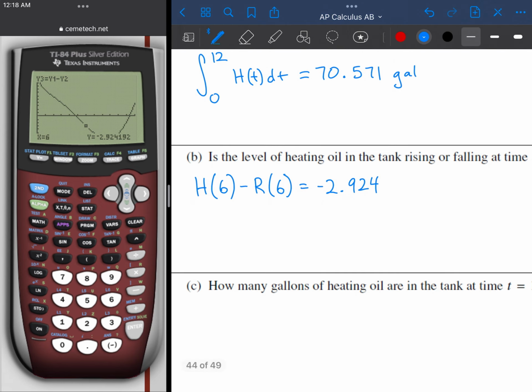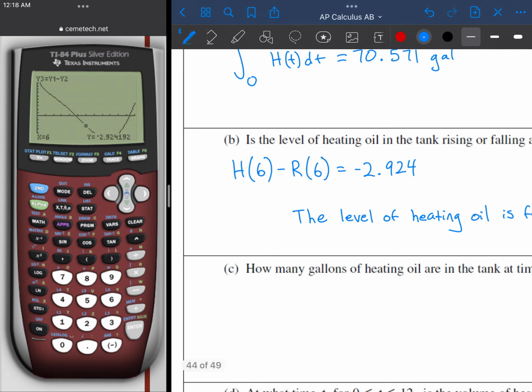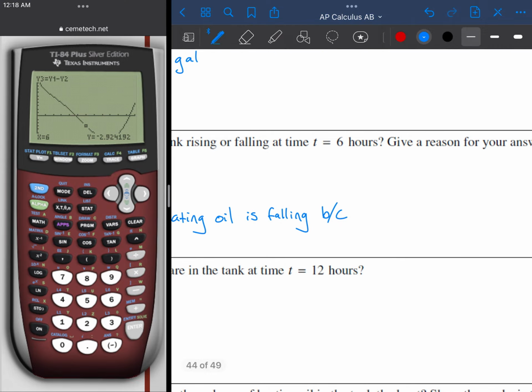So we can now finally answer our question, which is the level of heating oil is falling. And why is that the case? It's because this thing that I just found up here is negative. So I'm just going to rewrite that and say that thing is negative. Is falling because, what are my letters again? H and R. Because H of 6 minus R of 6 is negative, is less than 0. Cool, that's all I need to say.